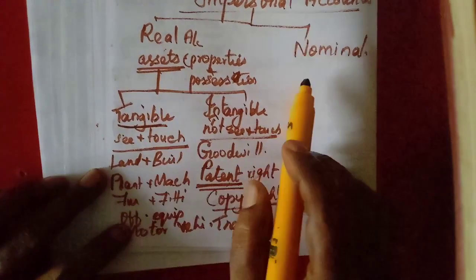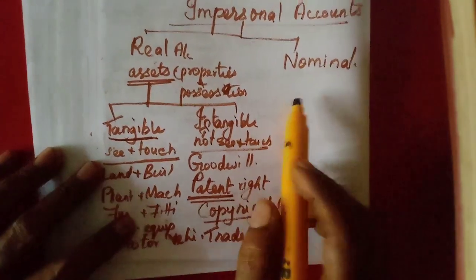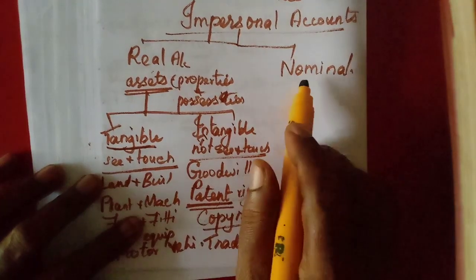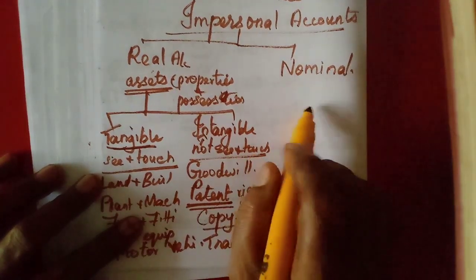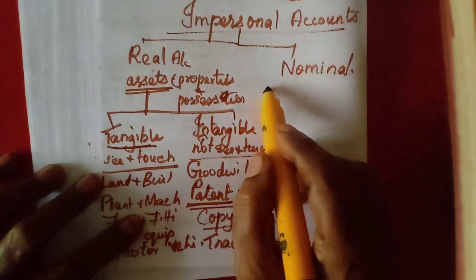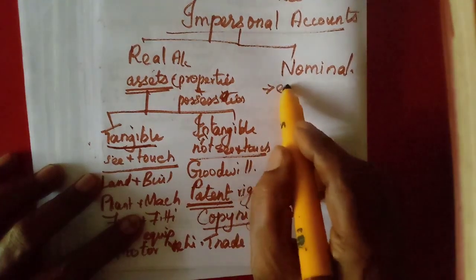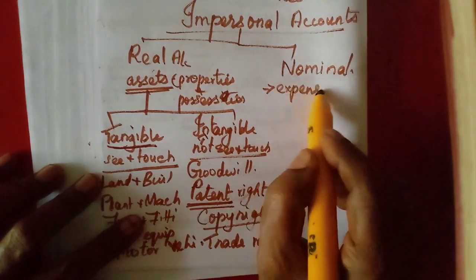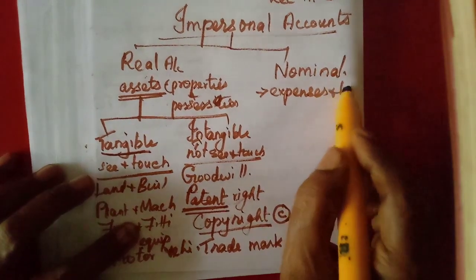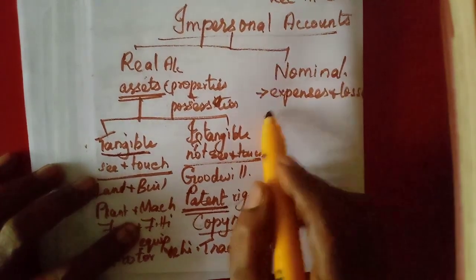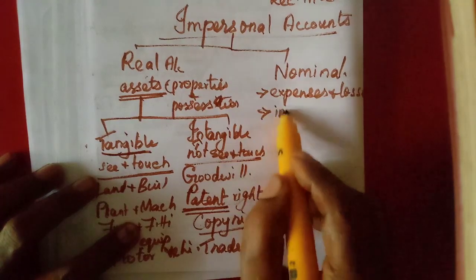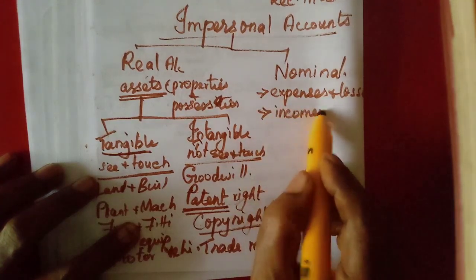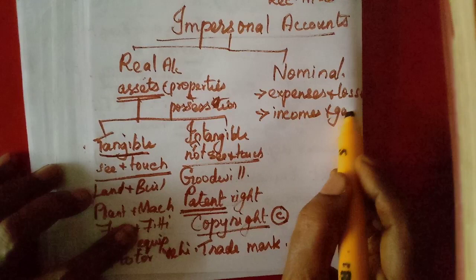Now we will learn the second type of impersonal account, that is called nominal account. Here, nominal account includes all expenses and losses, and all incomes and gains.